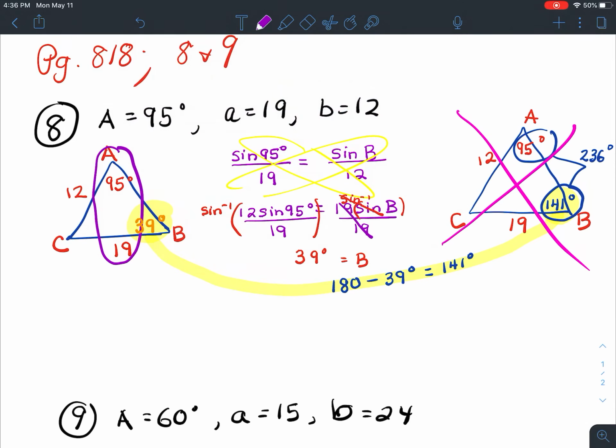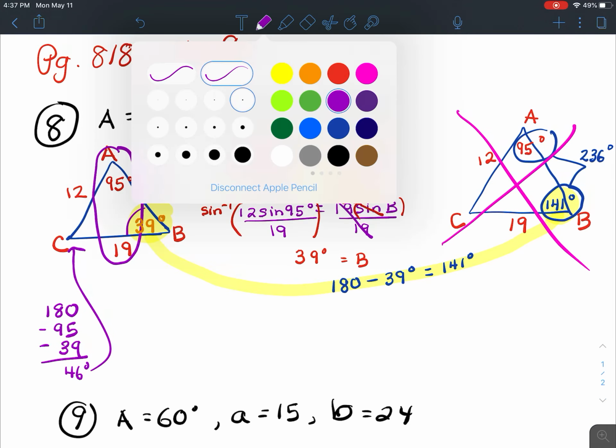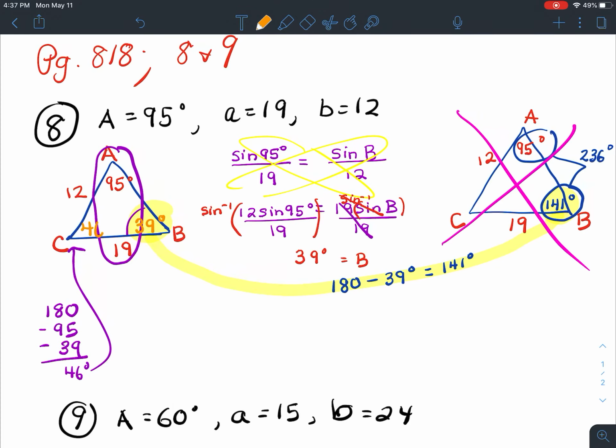I'm sorry, this first triangle rather, and I'm going to keep moving forward, just solving. There's only going to be one triangle, and I'm just going to solve for all the remaining pieces. Now remember, we knew nothing about angle C or side C, but once we filled in angle B here, we could certainly subtract off the other two angles that we know in this triangle, and that will give us what should be left here for angle C, which would be 46 degrees.